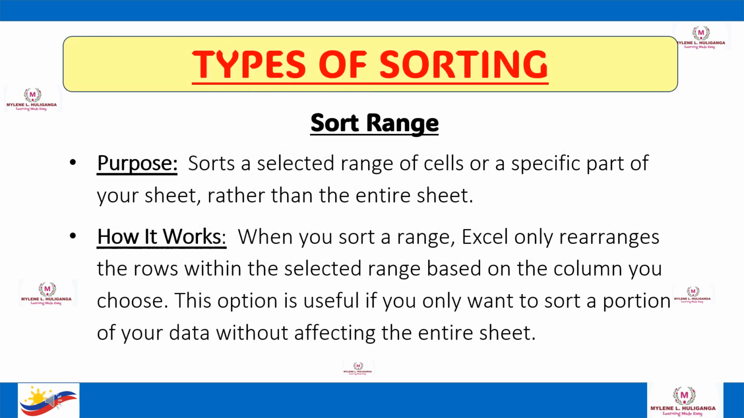The sort range. The purpose of sort range is to sort a selected range of cells or a specific part of your sheet, rather than the entire sheet. How it works: when you sort a range, Excel only rearranges the rows within the selected range based on the column you choose. This option is useful if you only want to sort a portion of your data without affecting the entire sheet.